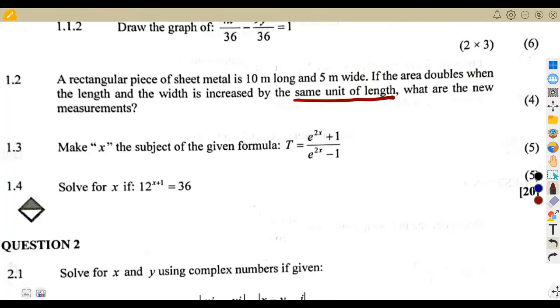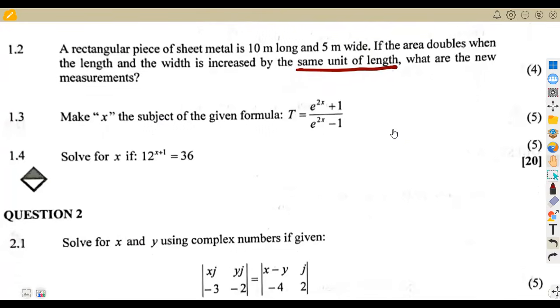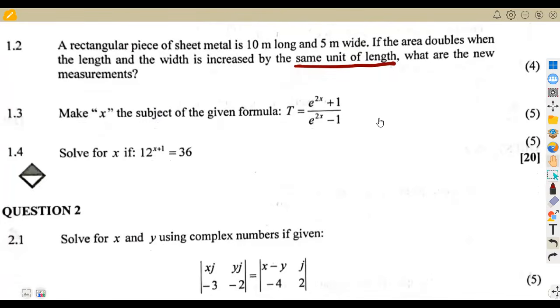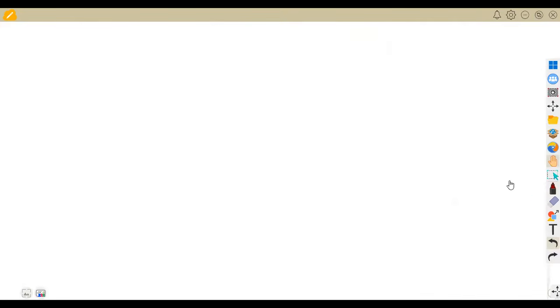All right, let's take this. This is a word problem. Remember the idea of word problems: you generate the equation from what you're given. We are given a rectangle which measures 10 by 5. So this is our question 1.2. We're given that this rectangular piece of sheet metal measures 10 meters by 5 meters. We've got a rectangle here, which measures 10 meters, the length, and 5 meters, which is the width.